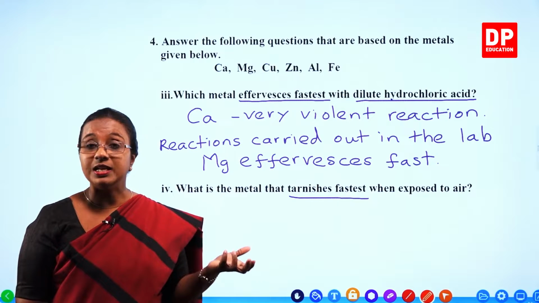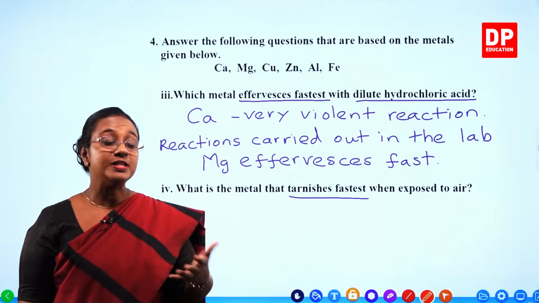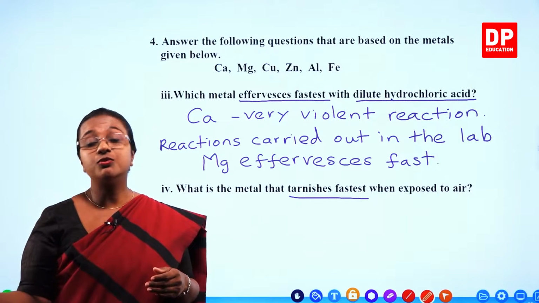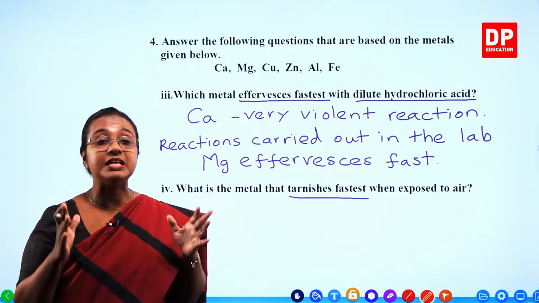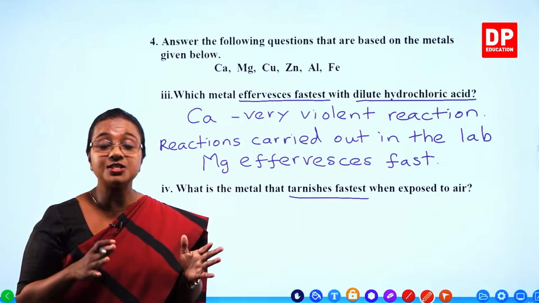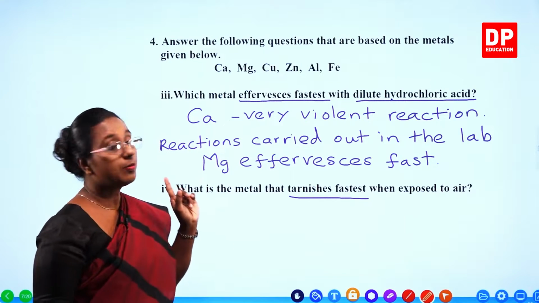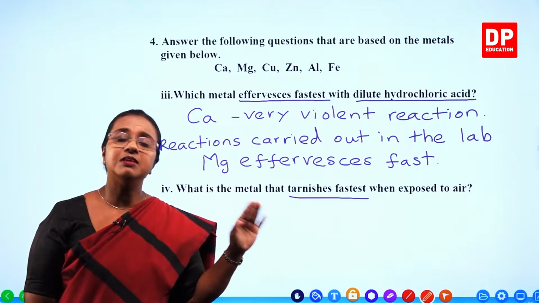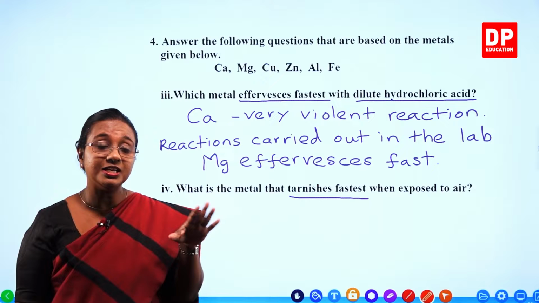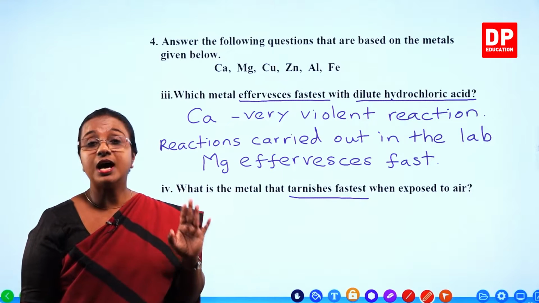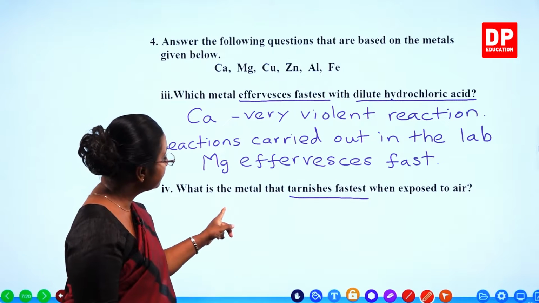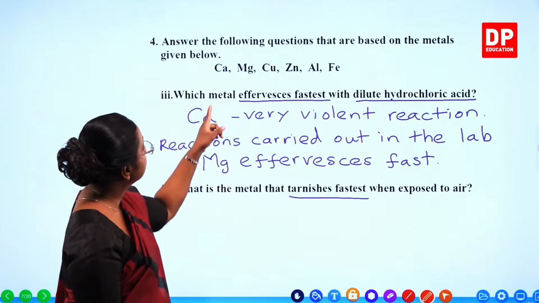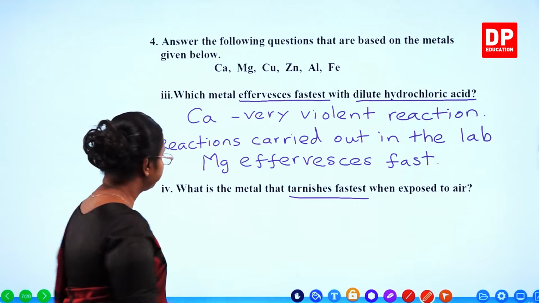The aluminium vessels that you have at home, you will see initially when you buy it, it will be very shiny. But when you use it over a longer period of time, you see the color tarnishing. The shine is lost. So, there aluminium also tarnishes. But copper, zinc and iron, usually they take a very long time. Their reactivity is moderate. So, they don't tarnish quickly. What is the metal that tarnishes fastest when exposed to air? That is going to be calcium.